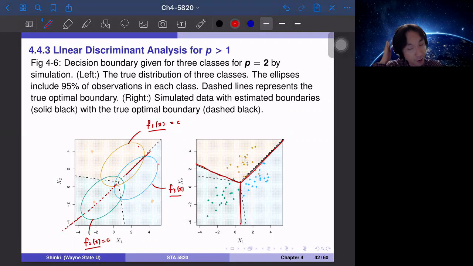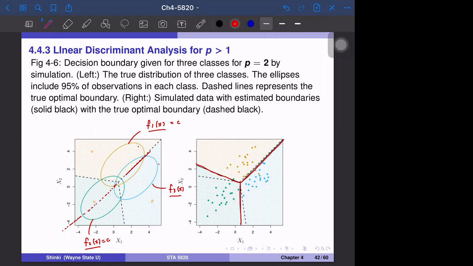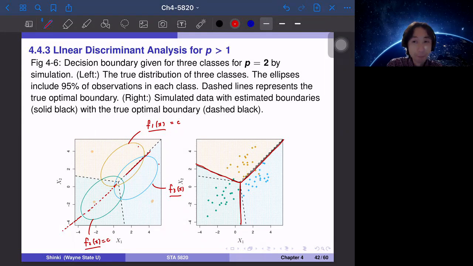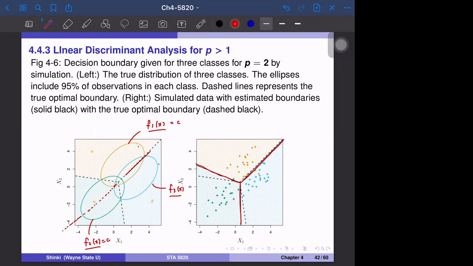Have you used linear discriminant analysis in any of your projects? Not personal experience, but has anyone used linear discriminant analysis in a final project in other classes? Maybe no. It's a new subject to me. I see. That's great.